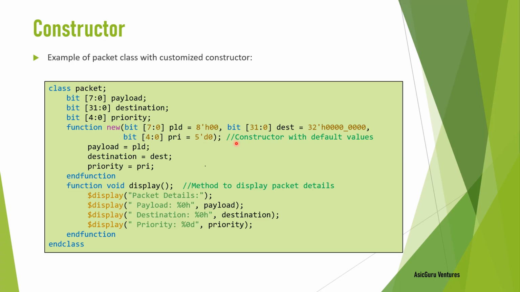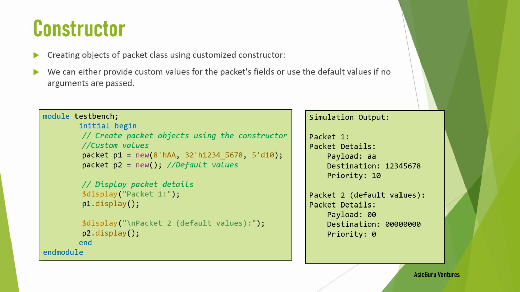This way, even if the object is created without passing any arguments, these default values will be used. Inside the constructor, we simply assign the input values to the class properties. Now there is a display method that prints out the packet details using $display. So this is an example of how constructors can be customized and how their default values can be used while object creation.